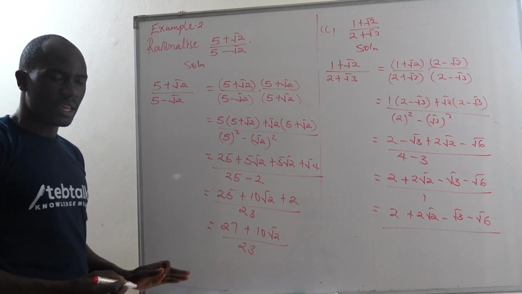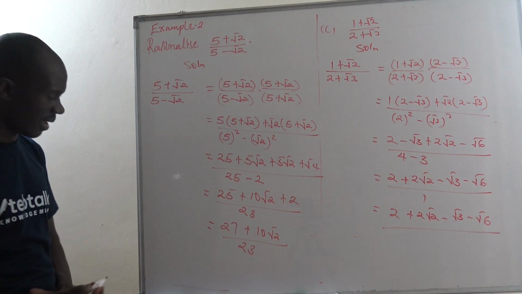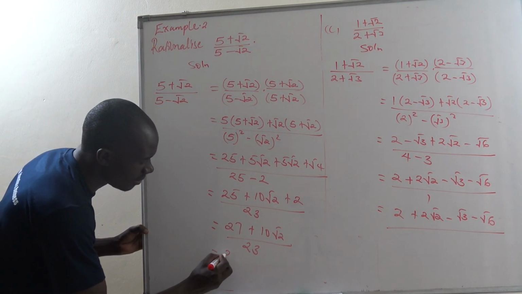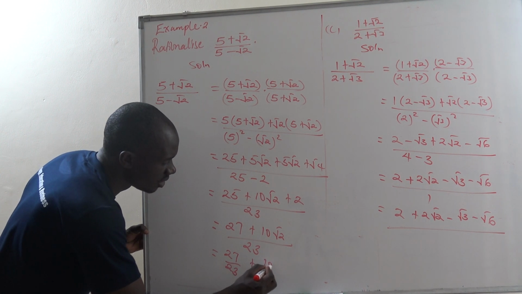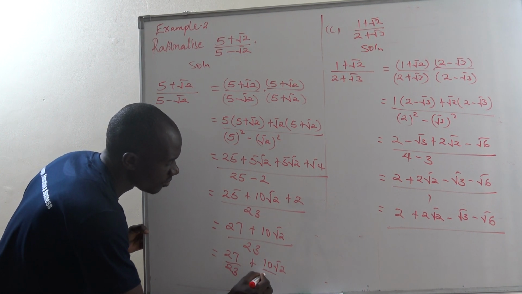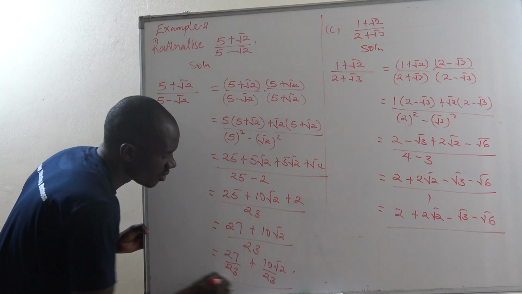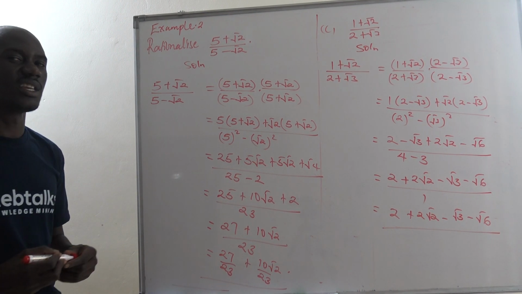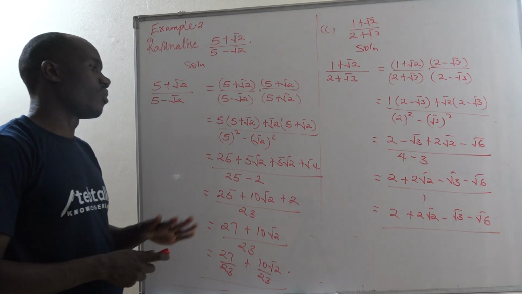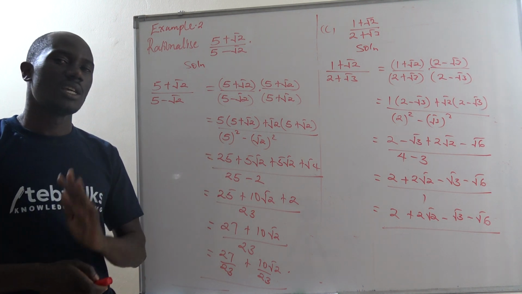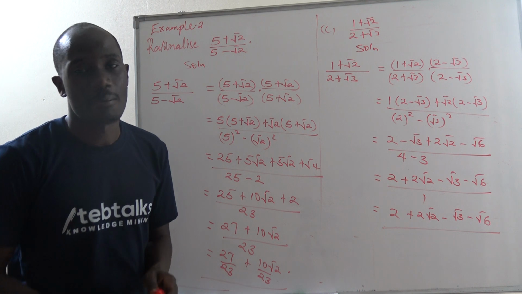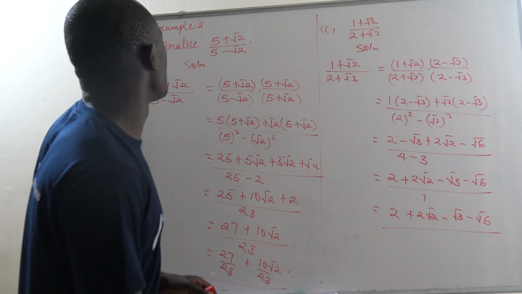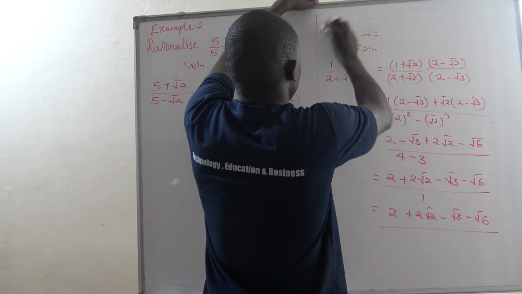Don't stop from here. Every number says the denominator. What is it now? This becomes 27 out of 23 plus 10 root 2 out of 23. You have finished rationalizing that one. So that's how we do numbers, especially dealing with rationalization of the numbers. So we are moving to example 3.